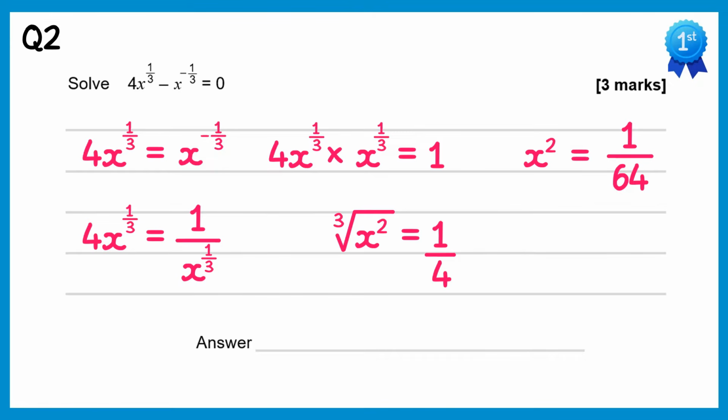Now we've got x squared equals 1 over 64, so we need to square root both sides. If you square root the left, you get x. And if you square root the right, remember to take both the positive and negative roots, you get plus or minus 1 over 8. So there are two solutions to this equation. It's x equals 1/8 or x equals negative 1/8.